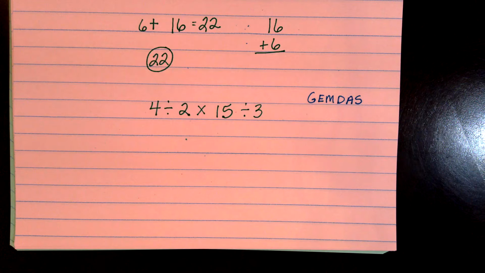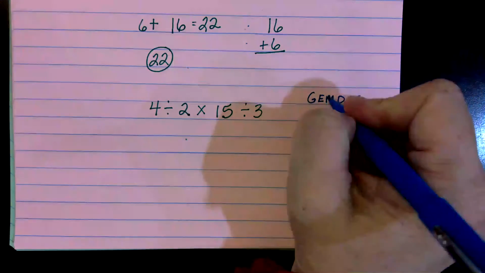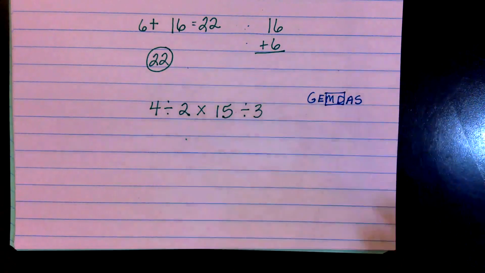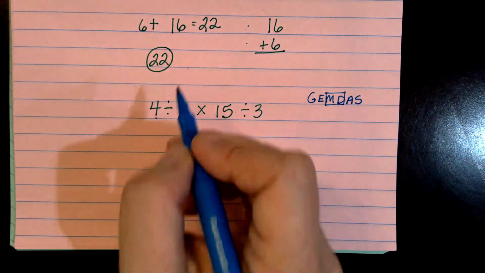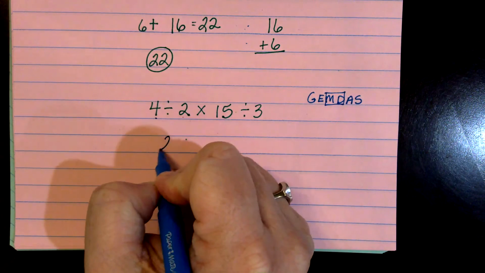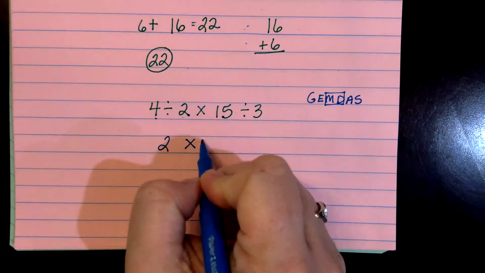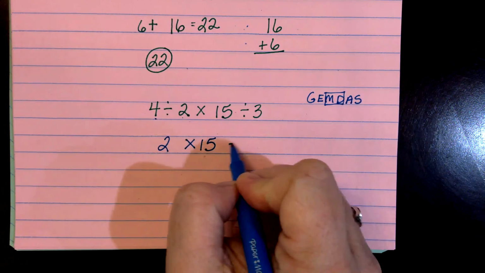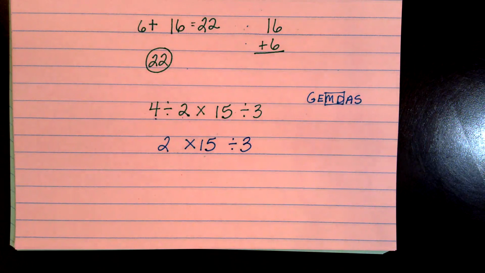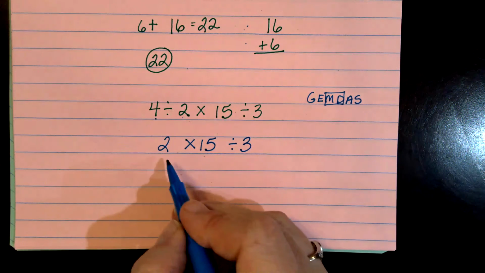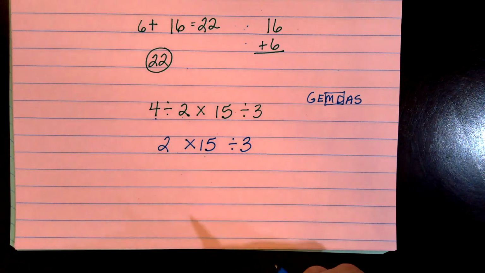Because multiplication and division are equal, we can go from left to right. Remember on GEMDAS, we said we can go from left to right. So we've got multiplication and division that we're working on. So let's start with 4 divided by 2. 4 divided by 2 is 2 times 15 divided by 3 because we continue to bring the components of our expression down. Now we go on and do 2 times 15.